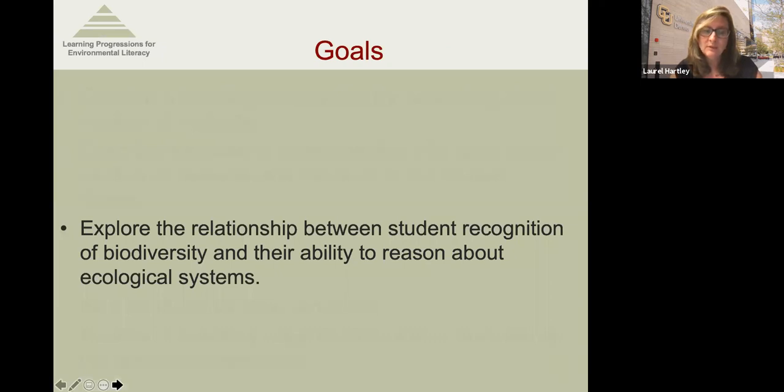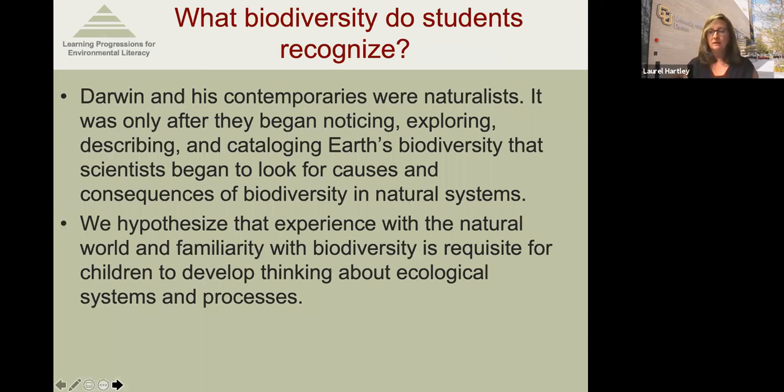The third goal was to explore the relationship between student recognition of biodiversity and their ability to reason about ecological systems. So what biodiversity do students recognize? Darwin and his contemporaries were naturalists, and it was only after they began noticing and exploring and describing and cataloging Earth's biodiversity that scientists began to look for causes and consequences of the biodiversity in natural systems. So we sought to think about how this applies to students. And we hypothesized that with experience with the natural world, familiarity with biodiversity is requisite for children to develop thinking about ecological systems and processes. So they needed to spend time noticing and observing.